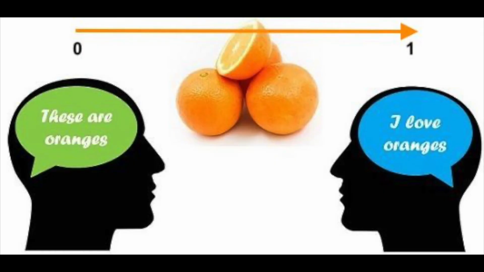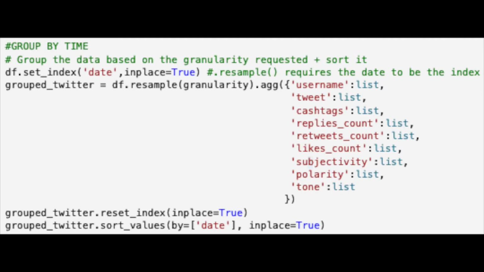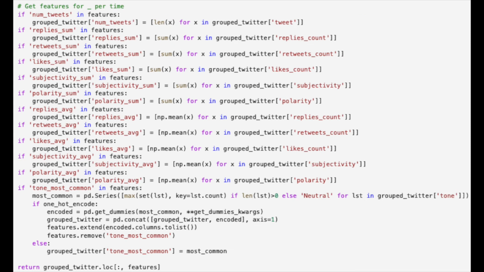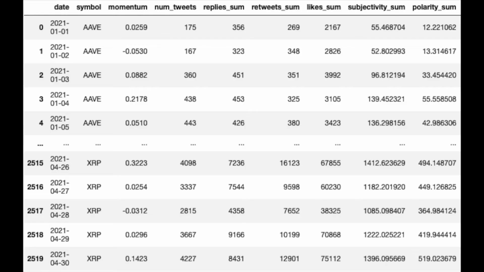Subjective sentences generally refer to personal opinion, emotion, or judgment, whereas objective sentences refer to factual information. Subjectivity is a float which lies in the range of 0 to 1, where 0 is very objective and 1 is very subjective. Finally, I aggregated all of the tweets by day. Then I calculated the daily Twitter activity measurements. With my cryptocurrency market data and clean Twitter data all collected, I had my final dataset.